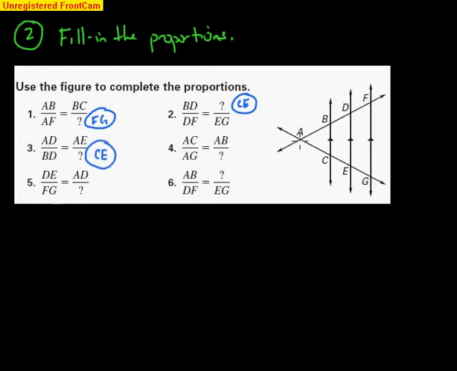Number 4, AC, short triangle, over AG, big triangle, is equal to AB, short triangle, over big triangle, AF. Number 5, DE. Okay, DE is a parallel side, so we're using similar triangles. DE is the medium triangle over FG. FG is from the big triangle, so medium triangle over the big triangle is equal to AD, medium triangle over the big triangle, AF.